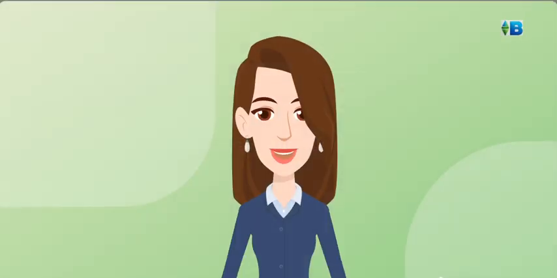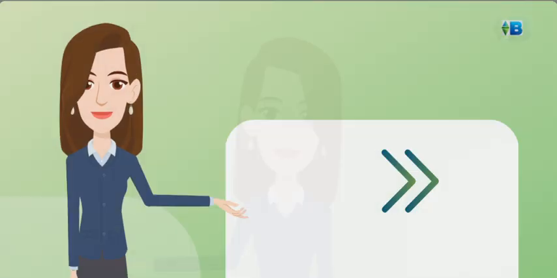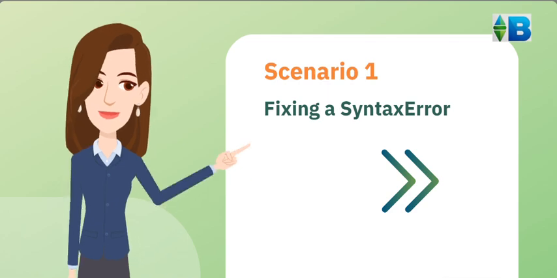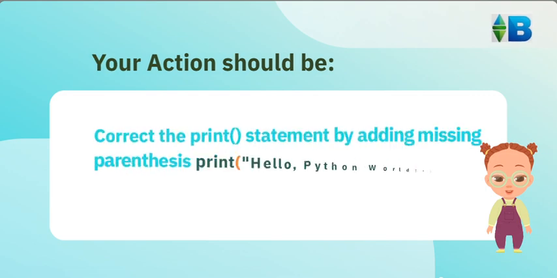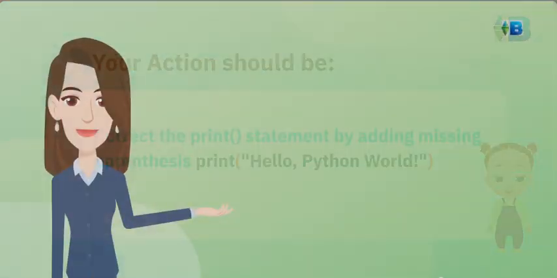Now let's apply what we have learned with some real-world examples. Fixing a syntax error involves careful checking. Pause and check. Is there a missing parenthesis in the print function statement? Your action should be to correct the print function statement by adding the missing parenthesis.